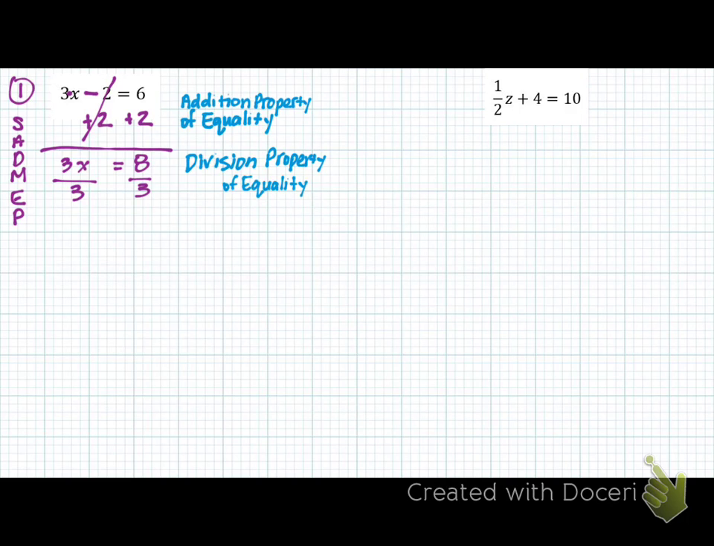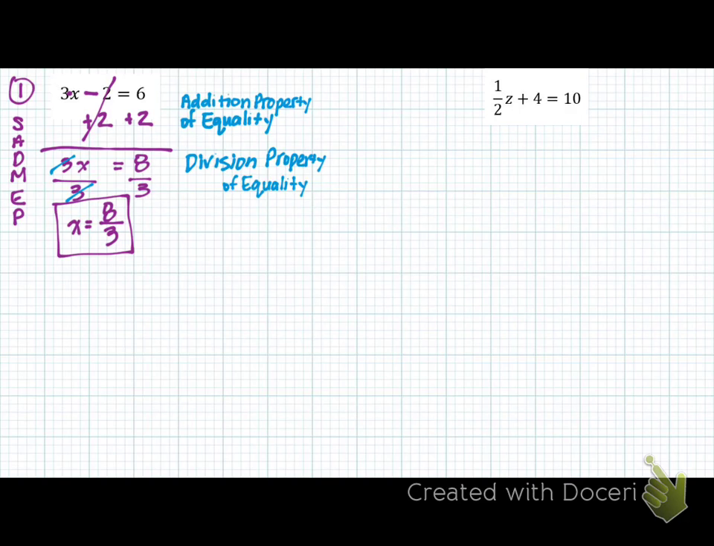Okay? There's only 4 properties, but when you do the same thing on both sides, you're going to write that down. Then we're going to bring the problem down. 3 divided by 3 cancels out, so all I'm left with is x. Okay? And then I bring down my equal sign, and then 8 divided by 3 is still 8/3. We could leave that as an improper fraction. And we're done with number 1.